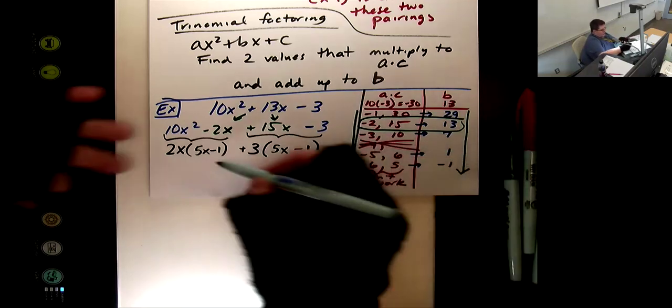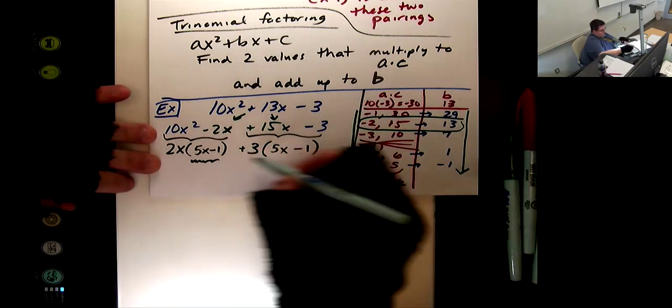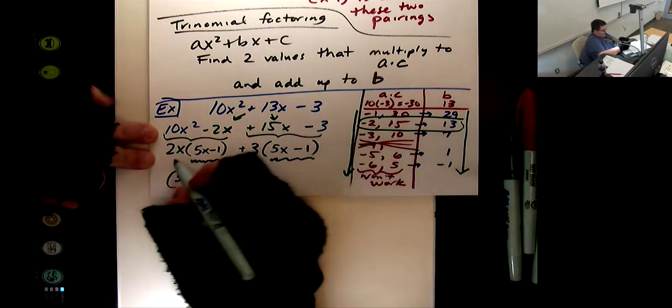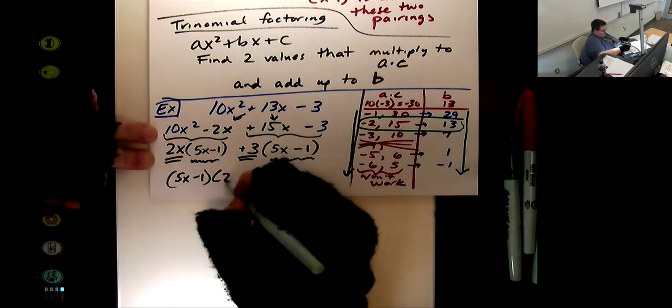All right, so now this 5x minus 1 is in both groups. We pull that out. And what's left over is 2x plus 3.